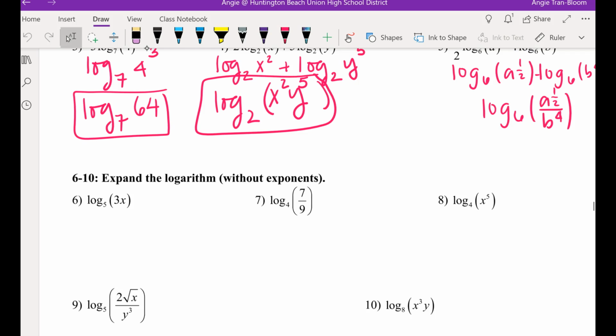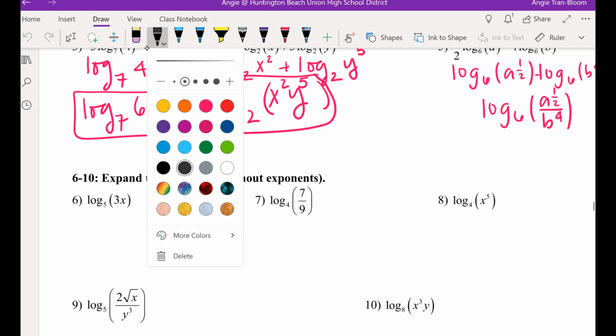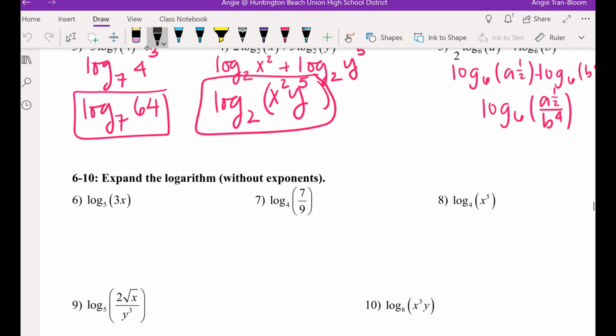In the log property, when you have multiplication of log, how do you expand? Addition. You're right. So we're going to write it. Log, what's your base? 5 of what? Of 3 plus log base 5 of x. That is expanding. Mind you that the log has to line up with the number 3, and the only base is a 5. That's a subscript. Okay.